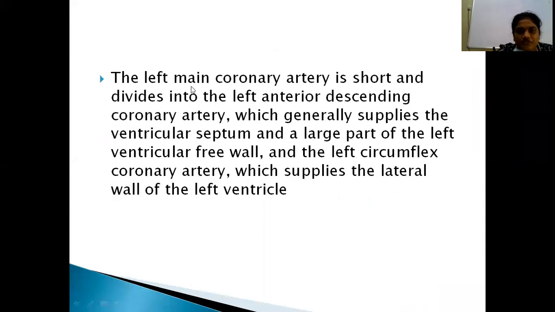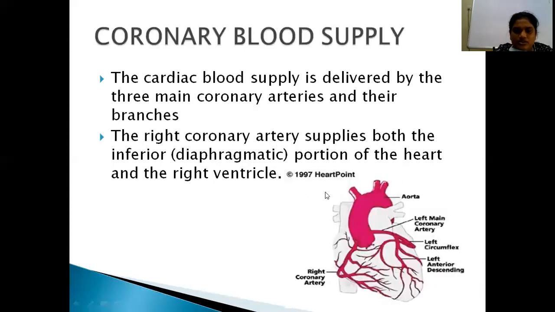Then the left main coronary artery is short and divides into the left anterior descending coronary artery, which supplies the septum and the large part of the ventricular free wall. And the left circumflex coronary artery supplies the lateral part. So the left circumflex, the lateral part, whereas the left anterior descending, the septal wall and the major part of the left ventricle. And the right coronary artery supplies the inferior part and the major part of the right ventricle.